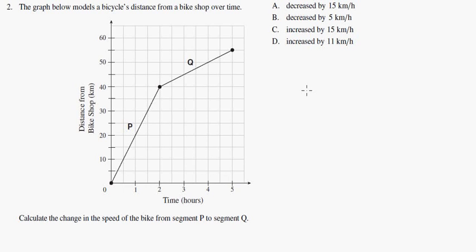Okay, question 2 from Practice Provincial B. The graph below models a bicyclist's distance from a bike shop over time. Calculate the change of speed of the bike from segment P to segment Q.